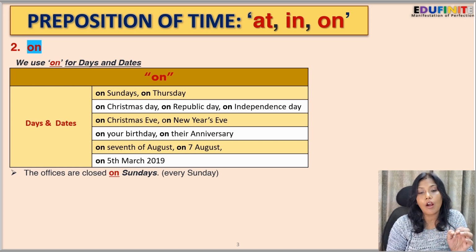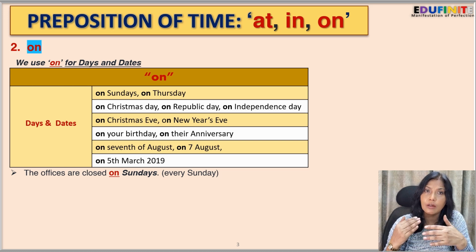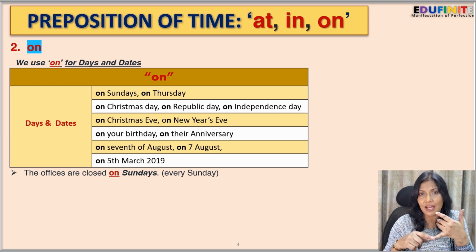The offices are closed on Sundays. Why did we use that S with Sunday? Because it's every Sunday. I'm not talking about any particular Sunday, but in each and every Sunday, the offices are closed. So we use S when it's a repetition, when something occurs after a particular period, maybe on Sundays or Mondays, whatever happens every time, every Monday, every Sunday. So we use S for it. The offices are closed on Sundays.